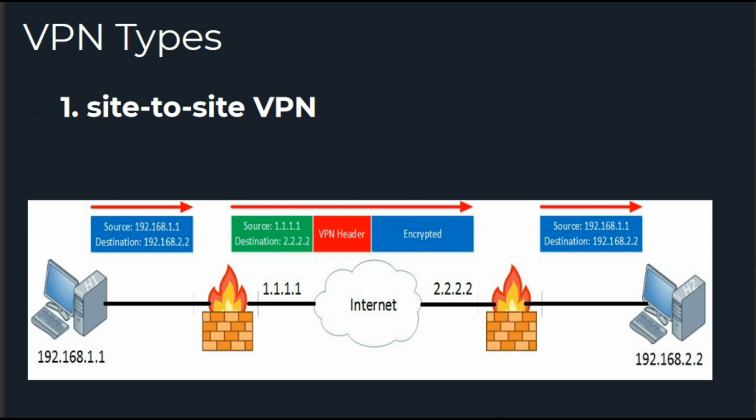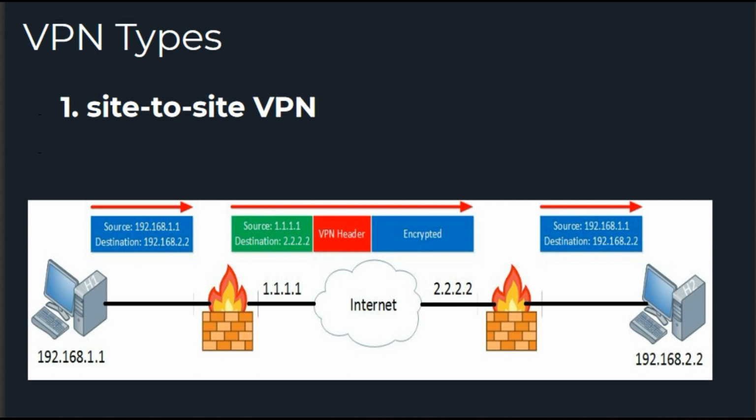What happens in this picture: H1 sends an IP packet with source IP 192.168.1.1 and destination 192.168.2.2. Now the firewall encrypts the IP packet, adds a VPN header, and creates a new IP header with its own public address as the source and 2.2.2.2 as the destination. It's the WAN IP of the remote device.